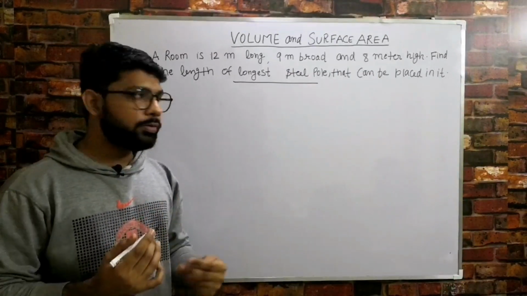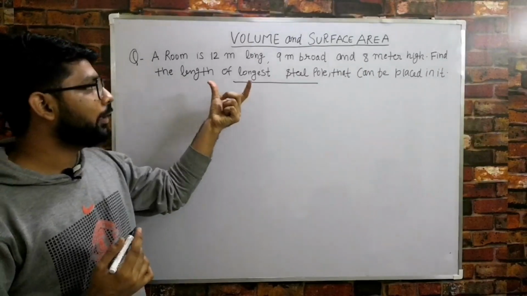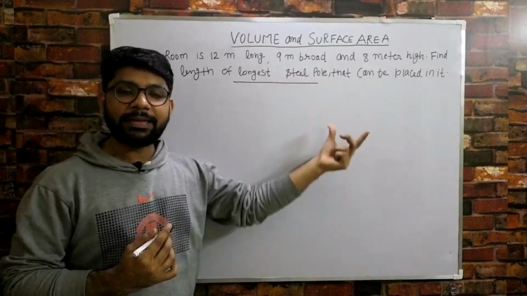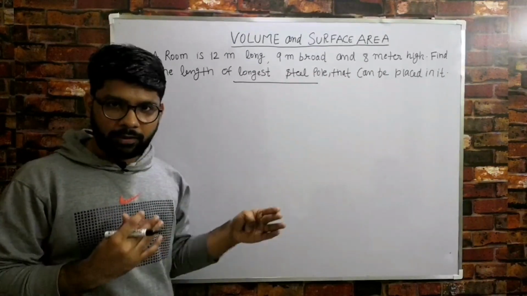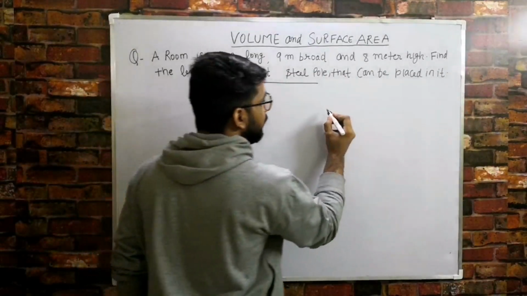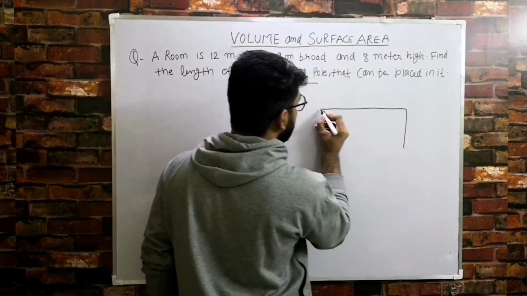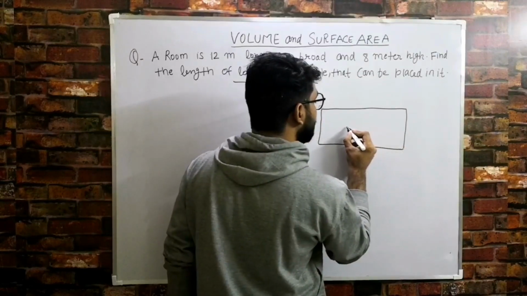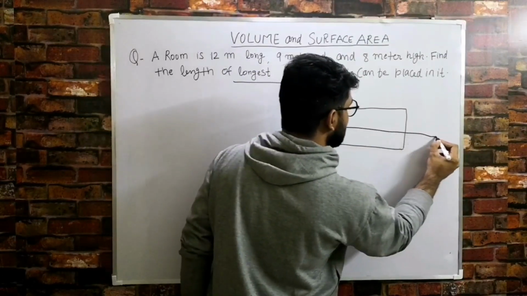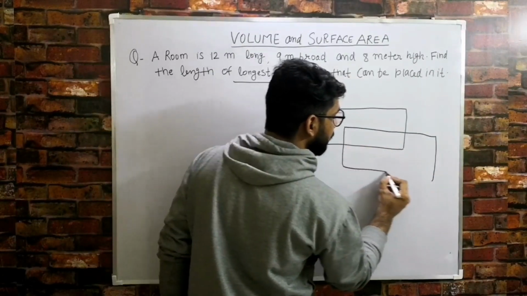So we have to find out the diagonal of the cuboid, because here it is asking for the length of the longest steel panel that can be placed in it. So uska length nikalna hai jo longest steel panel room ke andar fit ho sakta hai. So we will draw a cuboid here. By reading the question, you can calculate within a few seconds, as it is asking for the maximum length that can be fit in a cuboid.